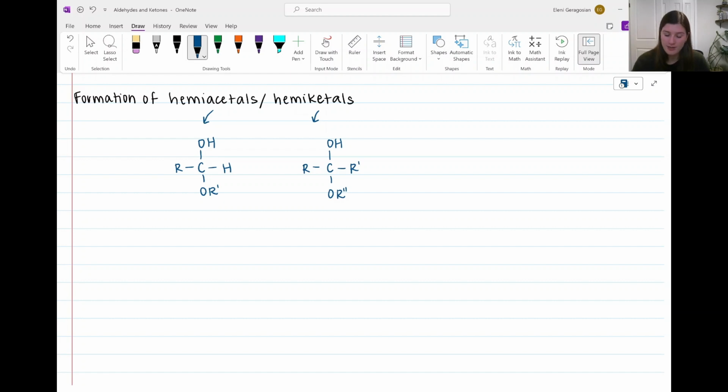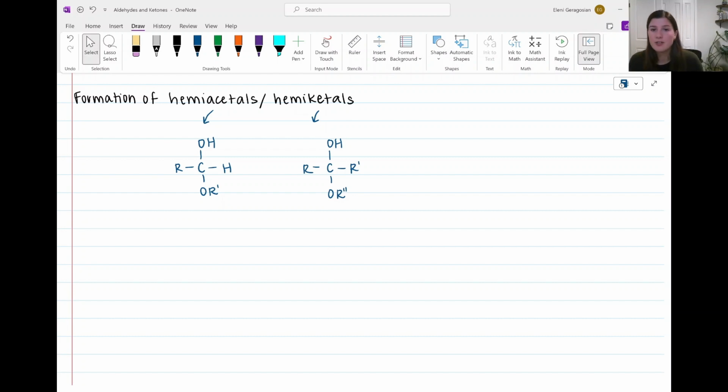The prime here, that apostrophe after each R, is just to say that let's say if we're focusing on these two groups right here, they could be different from each other. They don't have to be the same R group. Same thing here. So one could be a methyl, one could be a propyl, one could be a butyl. They could also all be the same. It just doesn't necessarily have to all be the same. So that's all that prime indicates.